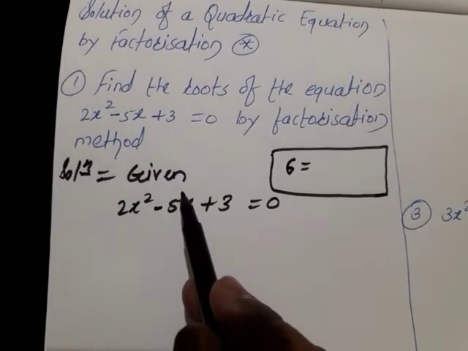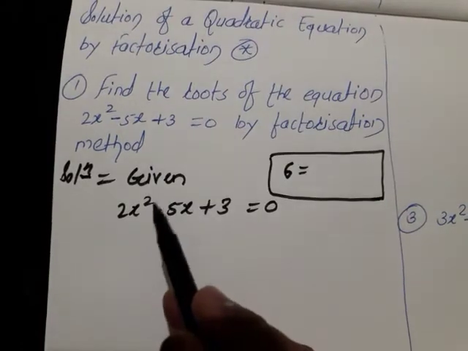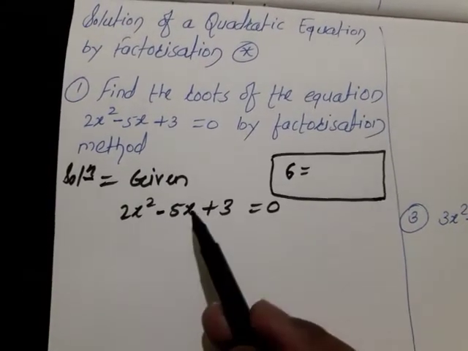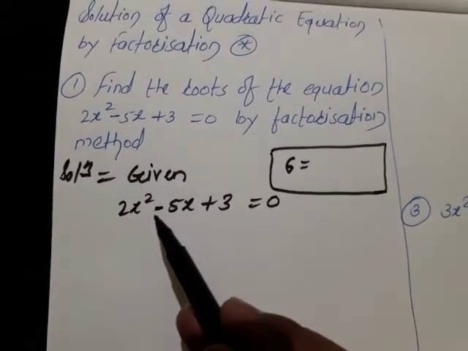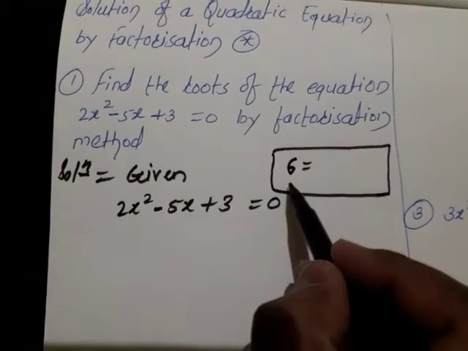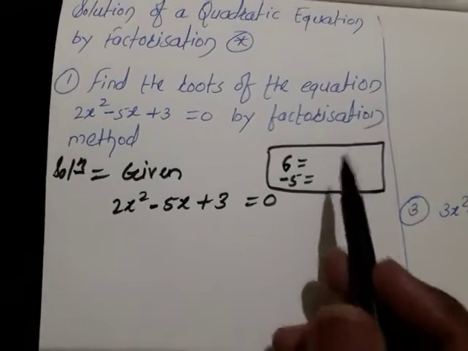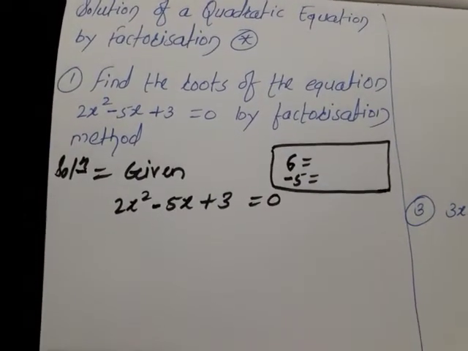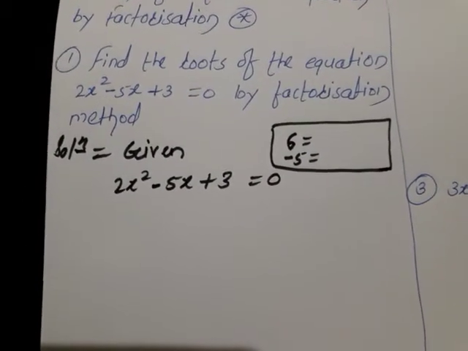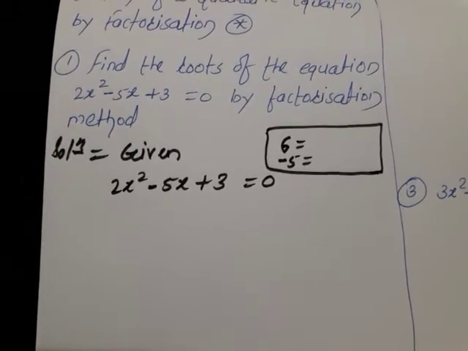Then we have to take the coefficient of x with sign. That is very important. What is the coefficient of x? Minus 5. We have to write here minus 5. Here we got two numbers, and we must find two numbers, and after finding those two numbers our factorization method is going to start.